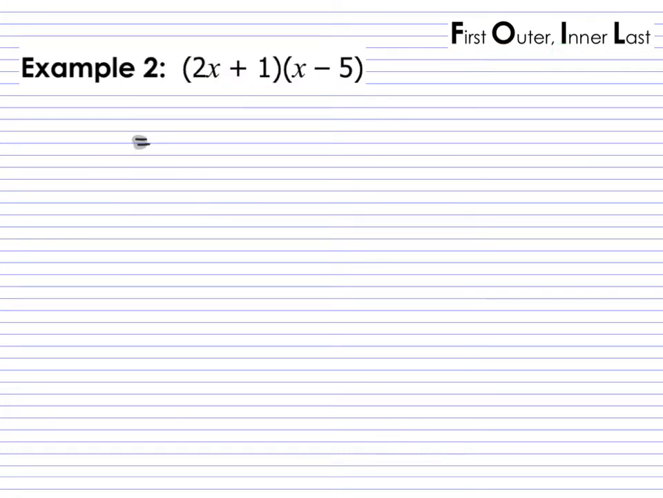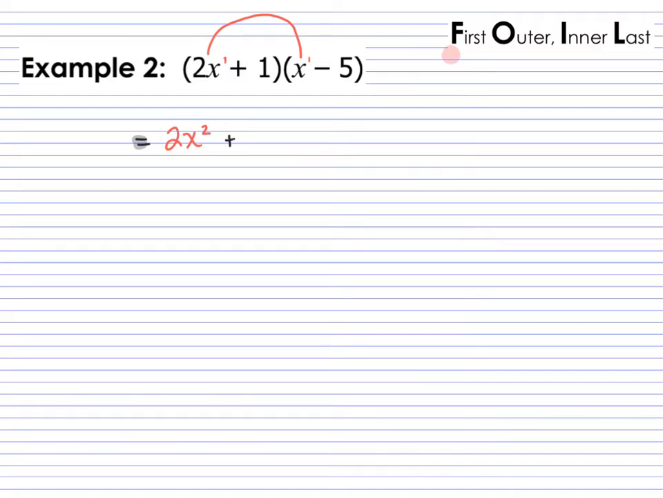So we're going to multiply through. We're going to start with first in FOIL, the F. So first means I'm going to multiply the first two terms, the 2x times the x. When I do that, these both have an exponent of 1, so I'm going to end up with 2x squared. When I multiply variables that are the same, I add their exponents together.